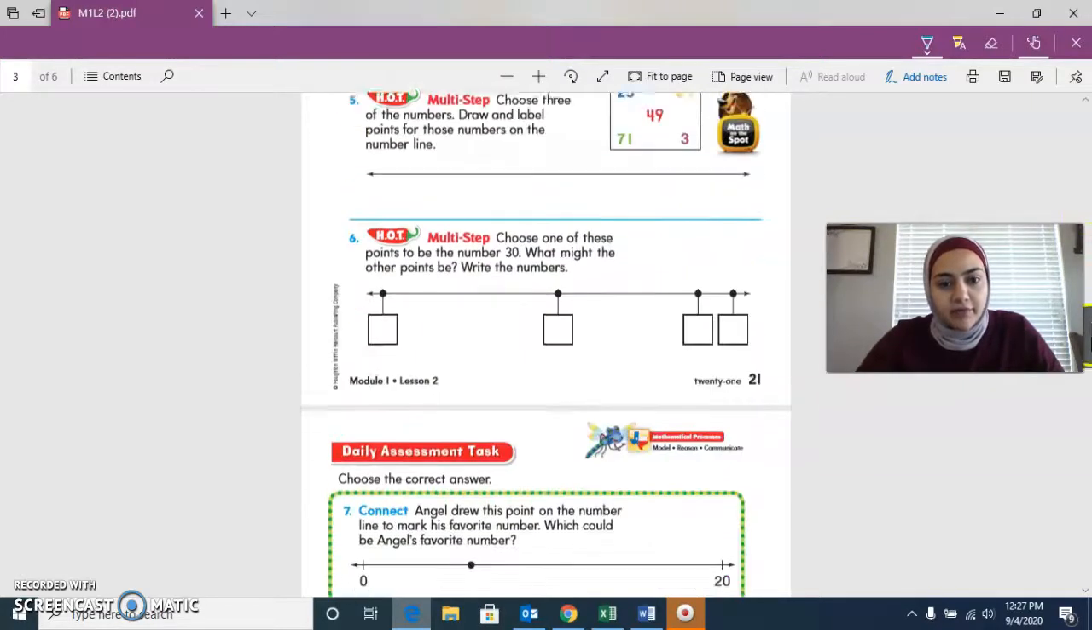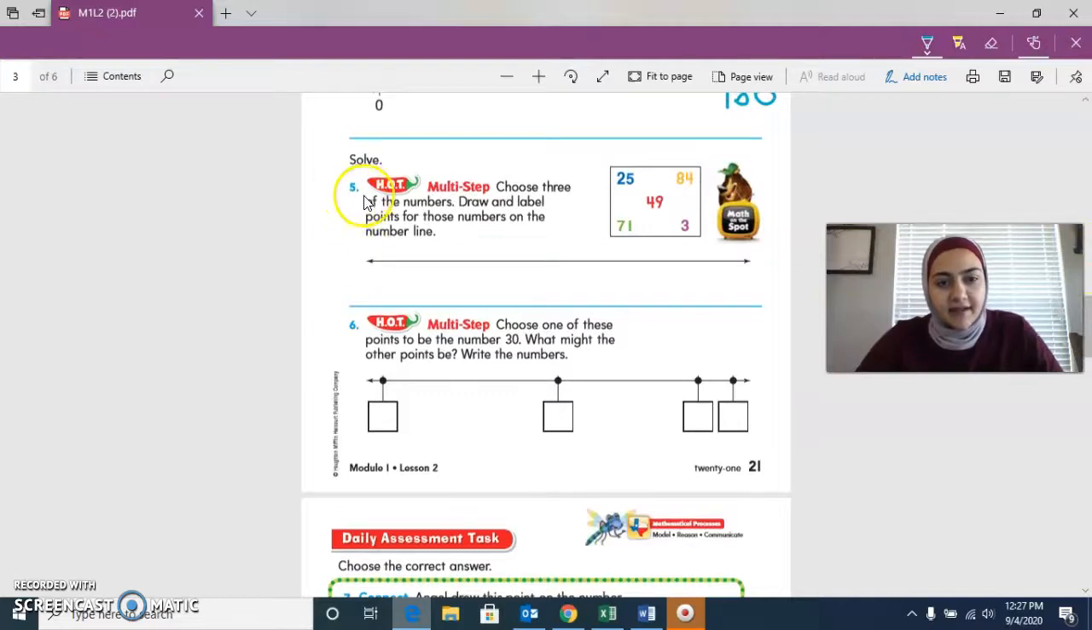Then you're going to do number 5 and number 6. Number 5 says choose 3 of the numbers, draw and label the points. How many numbers? 3. So choose any 3 numbers you want. I'm going to choose 3, 84, and 25. You can choose whatever 3 you want.